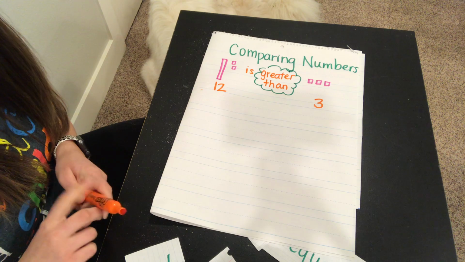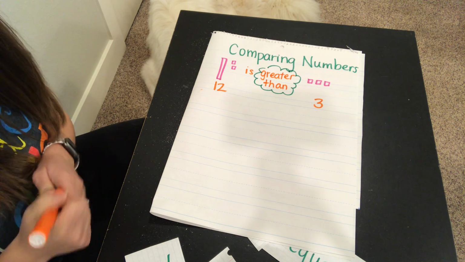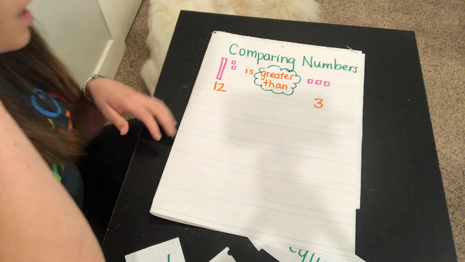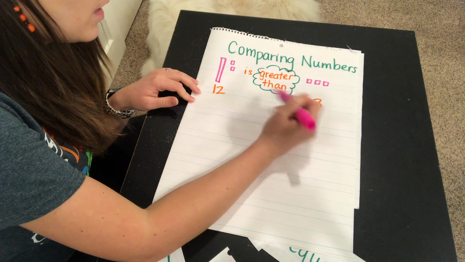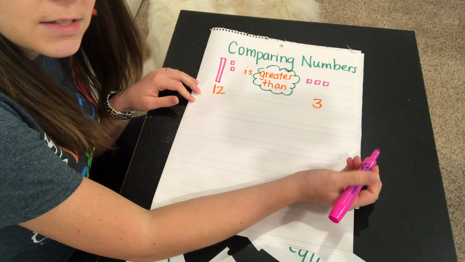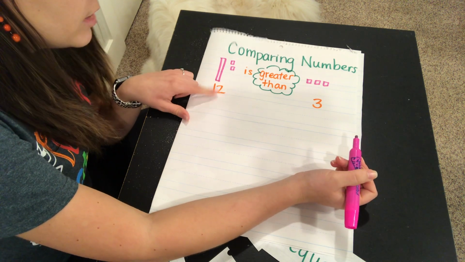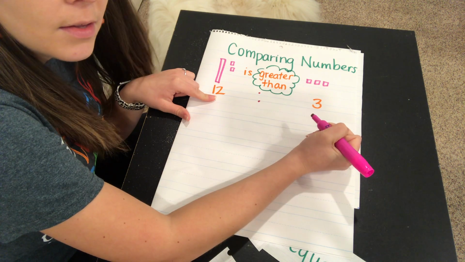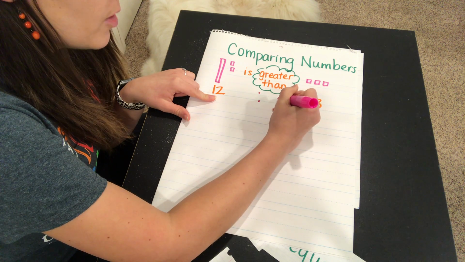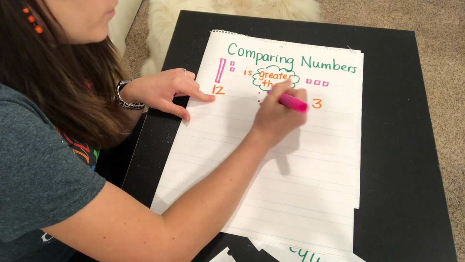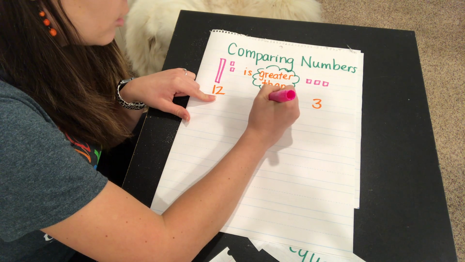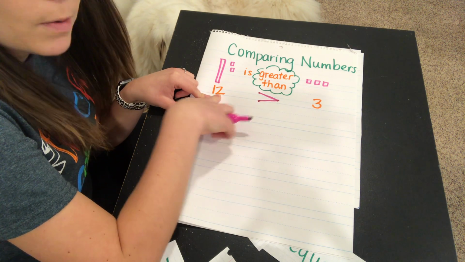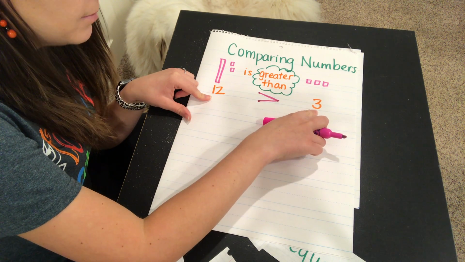If I was going to use a symbol to compare the two numbers, you may have seen these symbols before in kindergarten. To compare 12 and 3, to show the greater than symbol, here's what you do. Since 12 is the largest number, it gets 2 dots next to it. And then 3 is the smaller number, it gets 1 dot. If you connect the dots, you get the greater than symbol. This is the greater than symbol. This reads 12 is greater than 3.